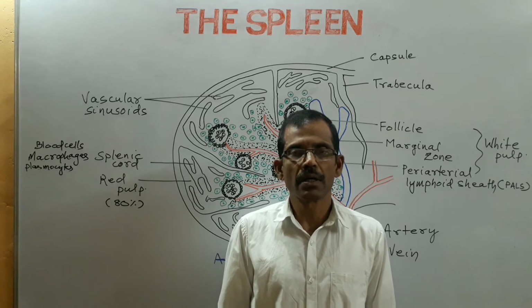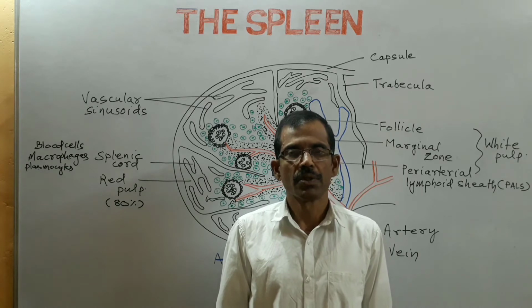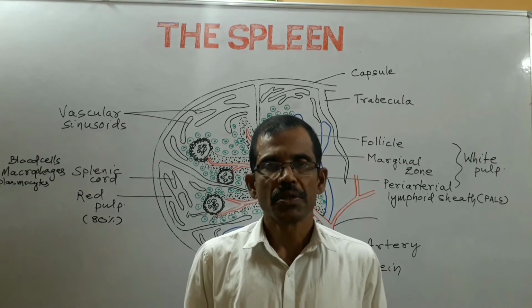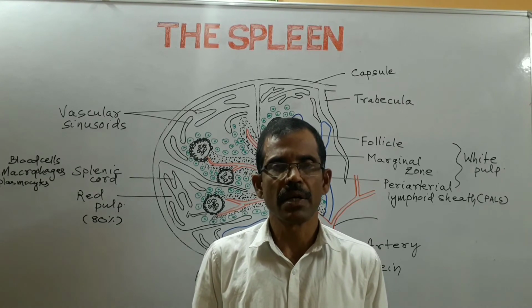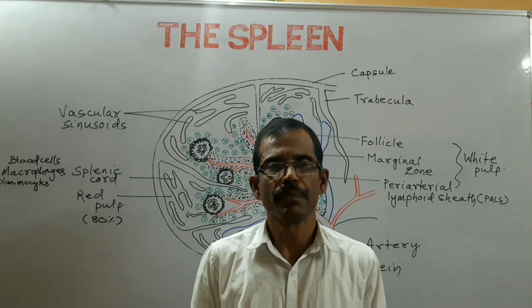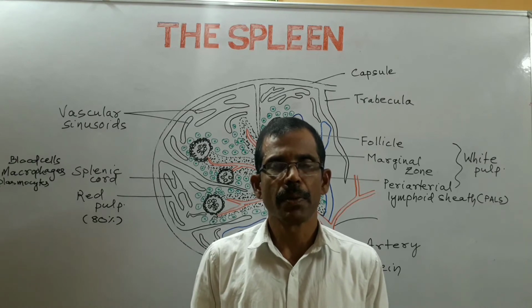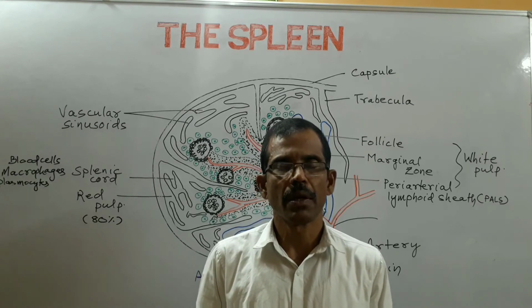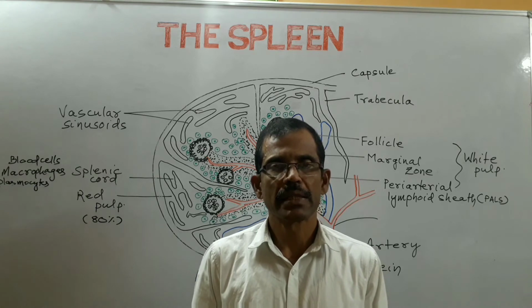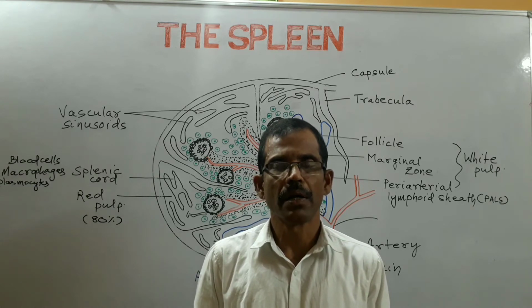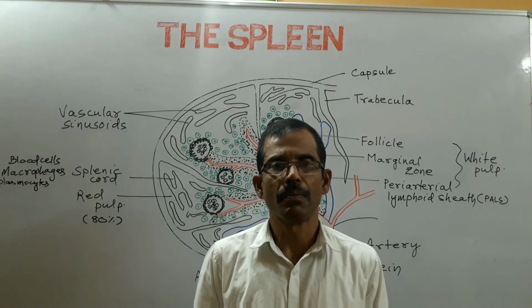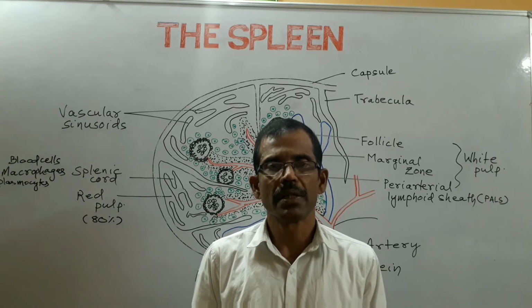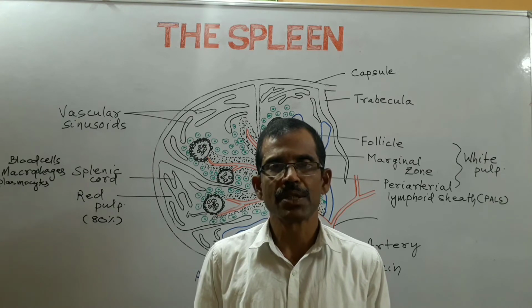Today we shall discuss the structure and function of the spleen. Structure of the spleen. The spleen is the largest lymphoid organ in our body. It is an intraperitoneal organ, that means all of its surface except the hilum is covered by a layer of visceral peritoneum. Underneath the peritoneum there is a capsule that covers the spleen.